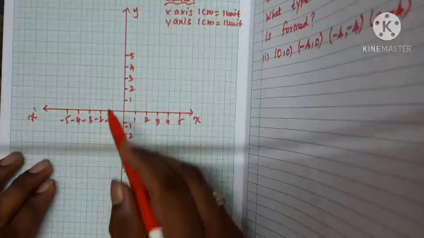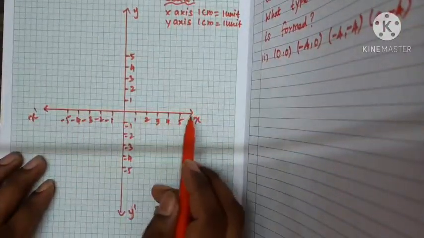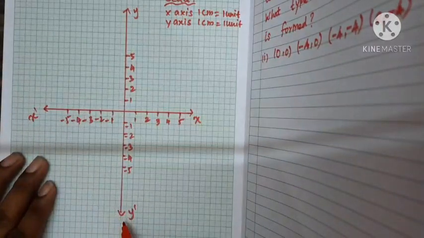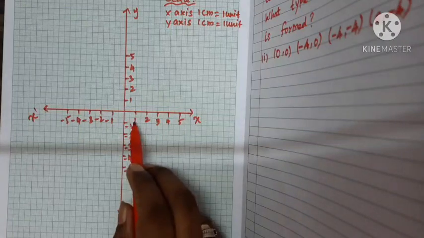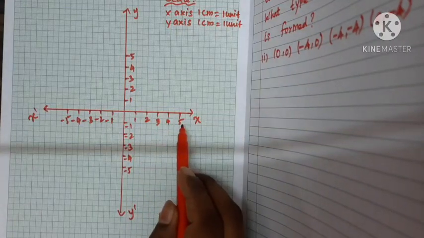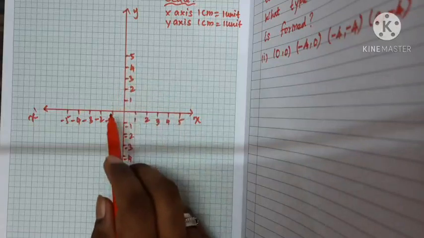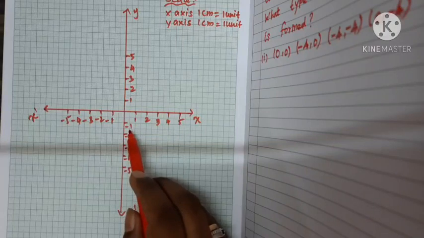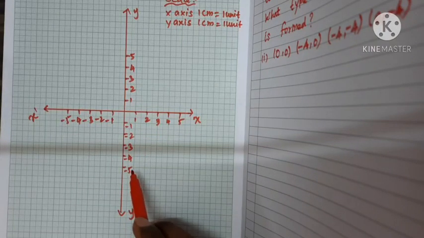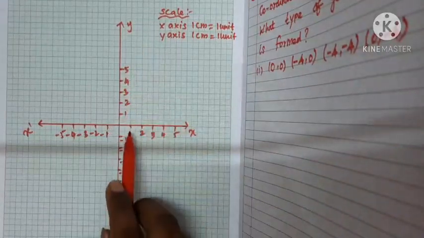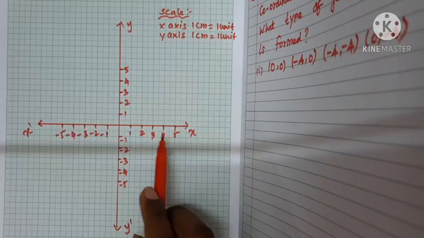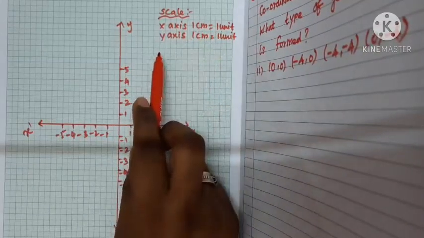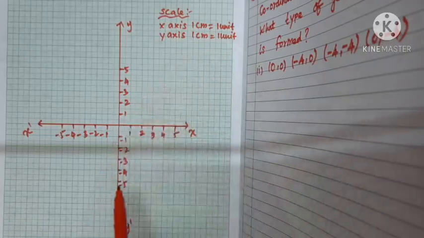As usual, x-axis, y-axis, and then name the axes x, y, x dash, y dash. And then 1, 2, 3, 4, 5 on the positive sides. X dash is minus 1 to minus 5. Y dash is also minus 1 to minus 5. And then after that, you have to write the scale. We took 1, 2, 3 on the x-axis and 1, 2, 3 on the y-axis. X-axis 1 centimeter is equal to 1 unit. Y-axis 1 centimeter is equal to 1 unit.